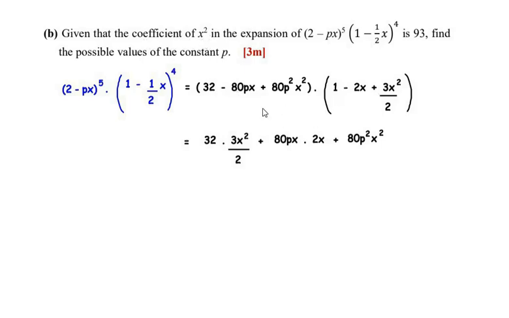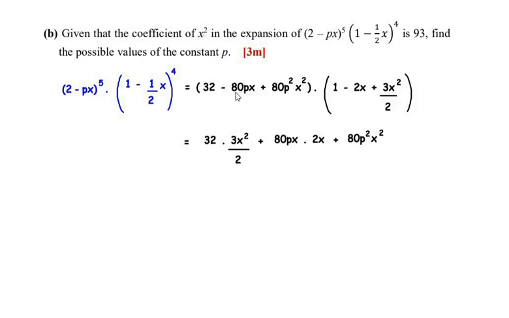Now as I had mentioned earlier that you don't have to multiply each and every term over here. Just multiply the terms that will give you x square. So here we have multiplied 32 with the last term of the second bracket. So 32 times 3x square over 2 gives you the coefficient of x square.